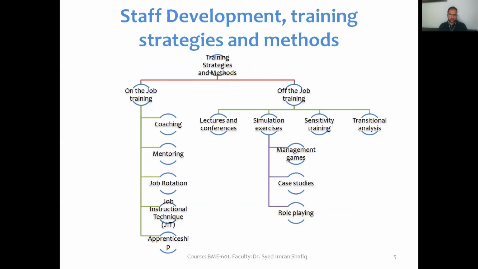So just to recap, the on the job training consists of coaching, mentoring, job rotation, job instructional trainings, apprenticeship. And off the job training, they consist of lectures and conferences, simulation exercises. It consists of management games, case studies, role playing. Then there is sensitivity training and transitional analysis.